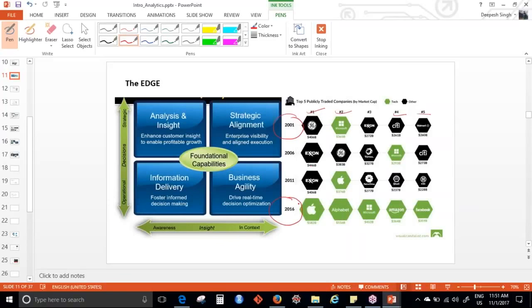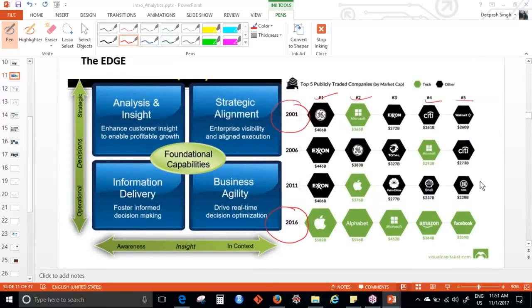Now let us come to 2016. This is the present. Let me zoom in. The numbers are not important here. You just have to see which companies are the biggest now. Look at 2016. Apple has become the biggest company now. Then you have Google, and then Microsoft, Amazon, Facebook.